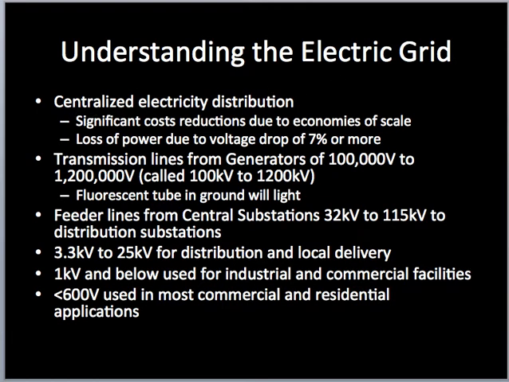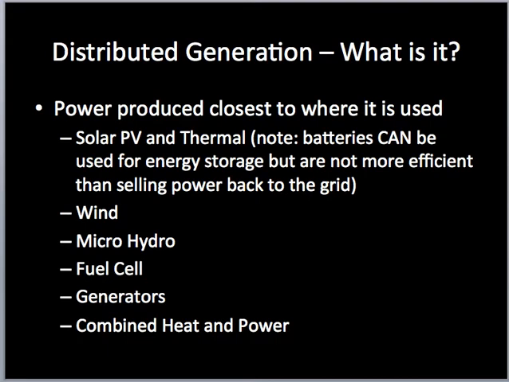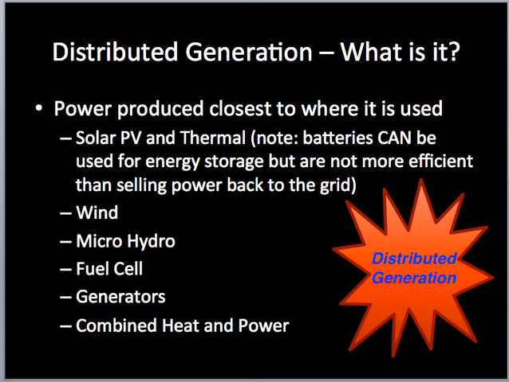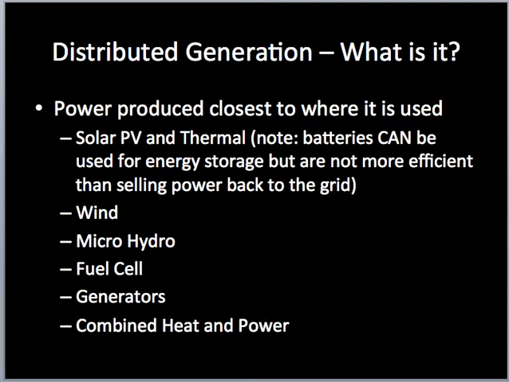Now I want to take you to this next slide of distributed generation. What exactly is that? Well, distributed generation is when power is really produced closest to where it can be used. So technologies like solar PV and thermal are used for this, as well as wind, microhydro, fuel cells. I've got them all listed here. Generators, combined heat and power, and other forms of natural gas technologies, which we'll discuss a little later in the course.